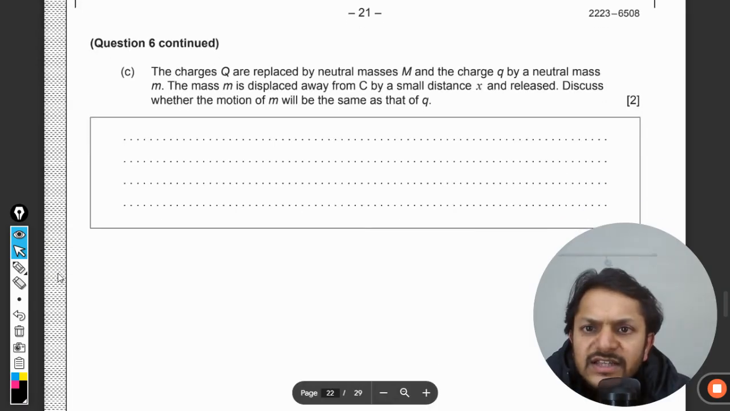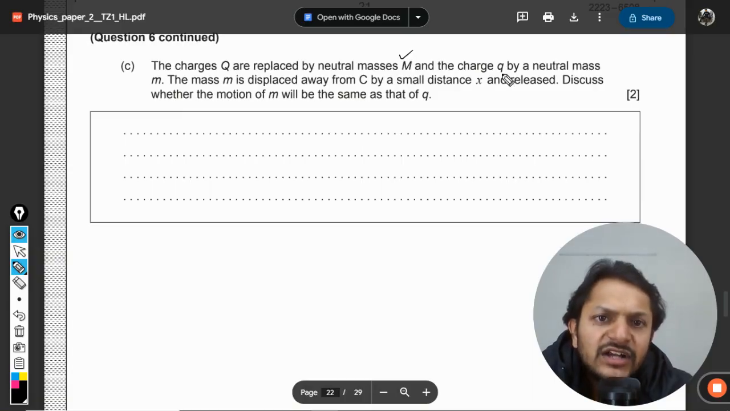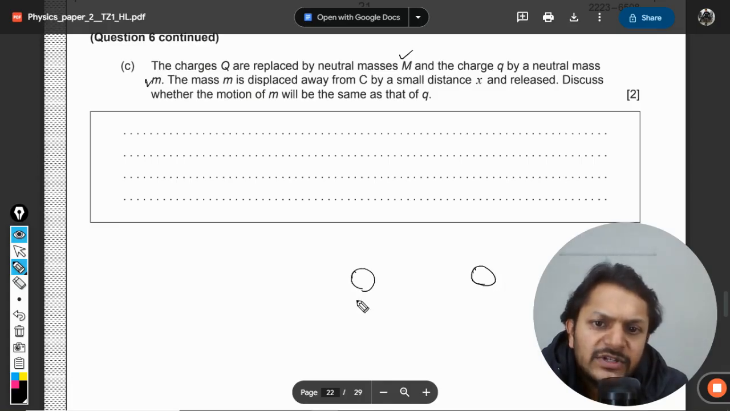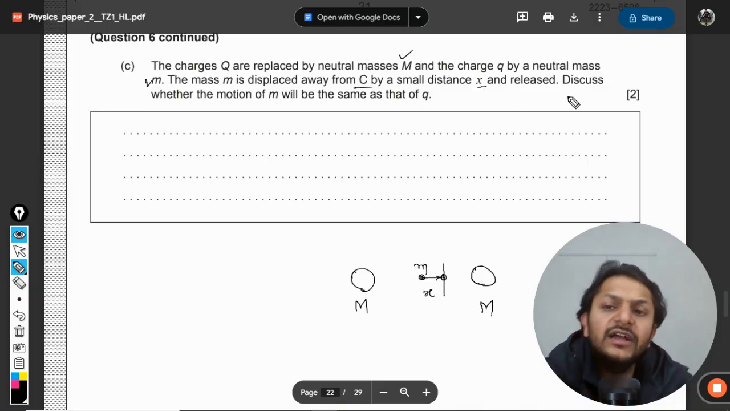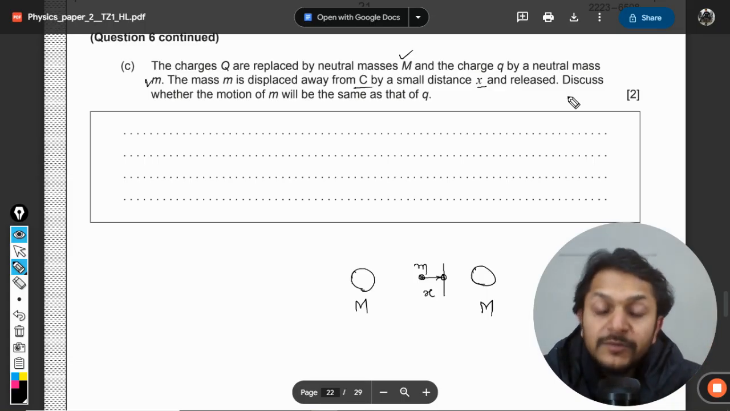Yes, the charges capital Q are replaced by the neutral masses capital M, and the charge small q is replaced by a neutral mass small m. So this is capital M, this is also capital M, and they are neutral. There is no electrostatic force, and there is this mass which is small m. It is displaced from the point C to a new position by the distance x and released. Discuss whether the motion of m will be the same as that of the charge q or not. So they are asking whether this will make simple harmonic motion this time also or not. Let us see.